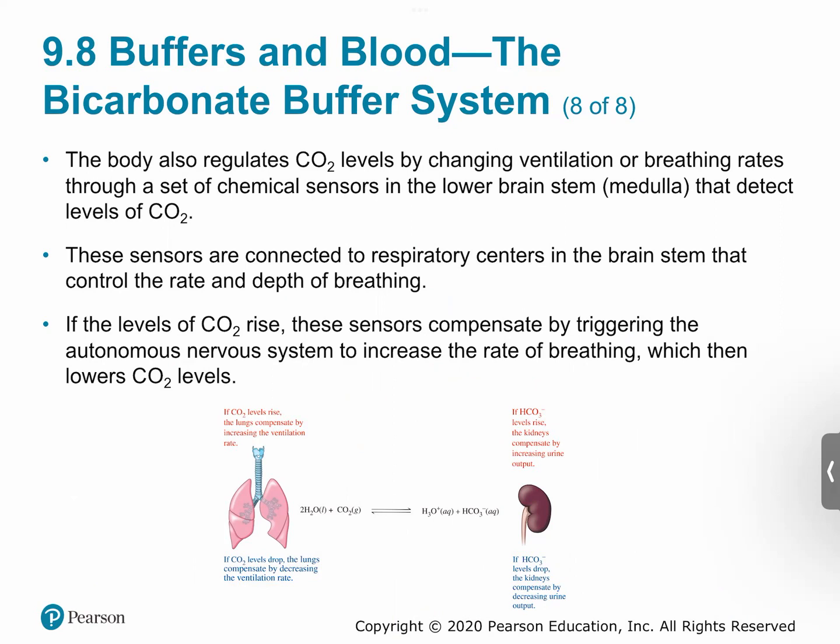Those sensors that are going to be picking up those sorts of stressors in your respiratory center in the brain control the rate and the depth of the breathing, how big of a breath you take, how often you breathe. And if the CO2 levels increase, the sensors compensate by saying, hey, we have a lot of CO2, it's increasing, and the autonomic nervous system increases the rate of breathing to lower the CO2 levels, okay?